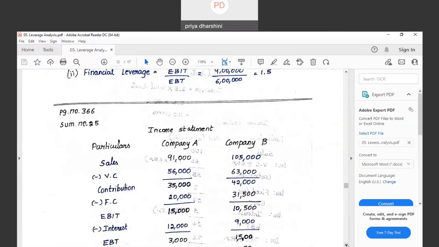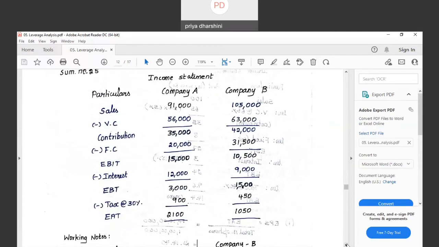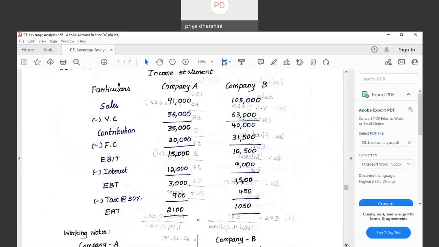Right. Now come to exercise sum number 11. What is told here? From the following financial data of company A and B, prepare their income statement. They have told a few information. The other information I have to fill in. So just write down the income statement format. Sales minus variable cost is contribution, minus fixed cost is EBIT, minus interest is EBT, minus tax at 30% is earnings after tax. Okay. How much is variable cost?